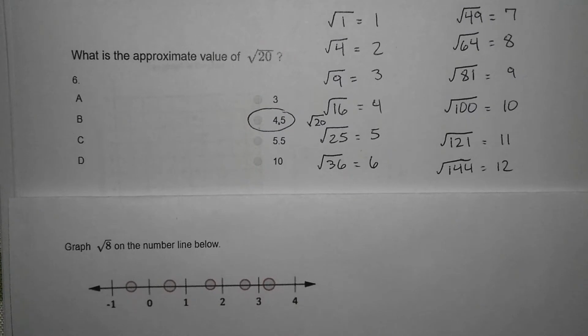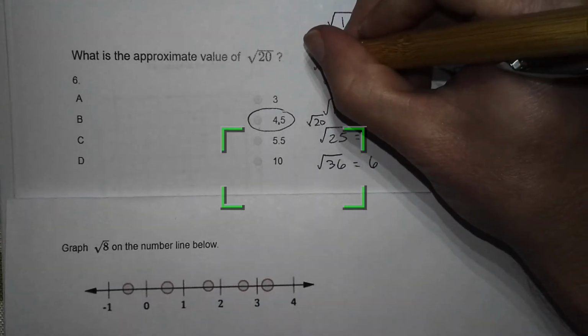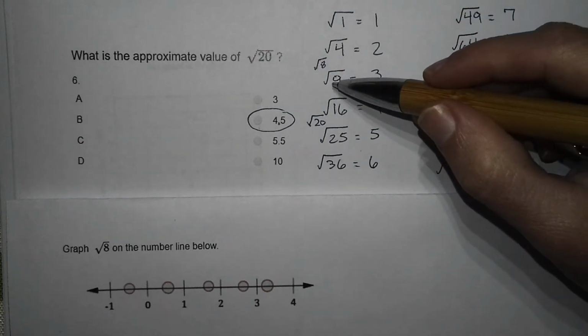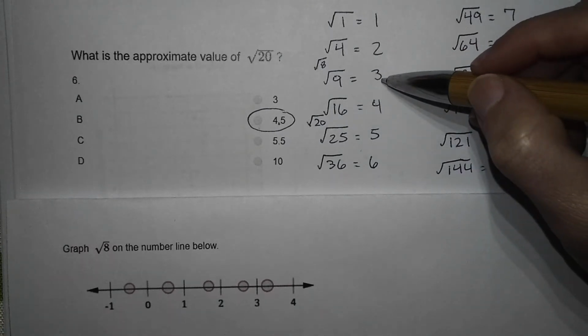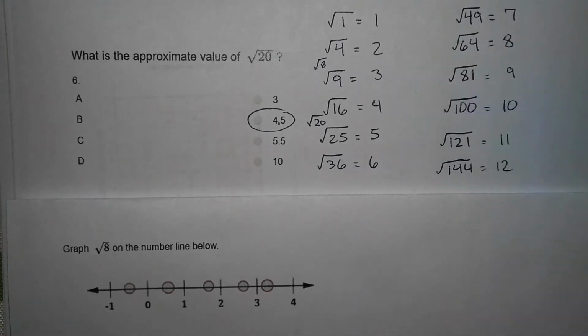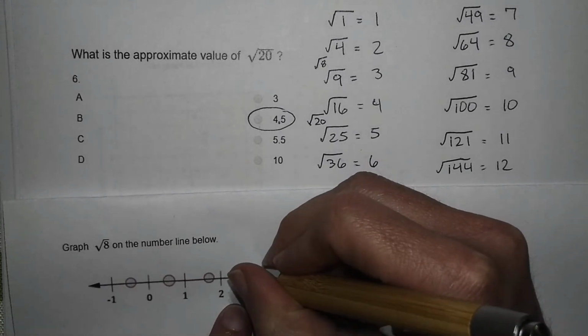On the question below, we have the square root of 8. So again, I'm going to use the same method and see what two numbers the square root of 8 would fall between, and it falls here. The square root of 8 would be between the square root of 4, which is 2, and the square root of 9, which is 3. So I know that my number for the square root of 8 falls somewhere between 2 and 3. And once again, there's only one answer choice between 2 and 3, so that is the answer that I would pick.